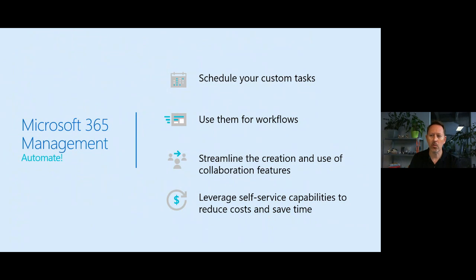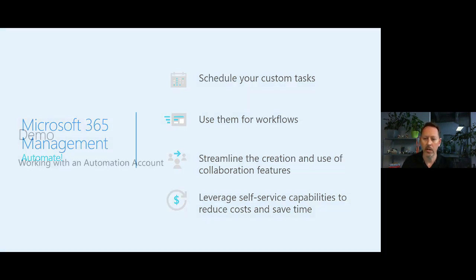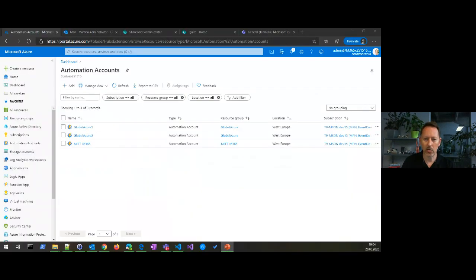It's useful for schedules. So if you say, I have a script that runs every midnight and does something, collects data from my Office 365 tenant, for example, writes that to an Azure storage, creates a Power BI, something like this. You can use it, of course, for workflows. I have a very nice demo for that. And you can use it for other purposes as well. So the idea here is automate as much as possible in your Office 365 environment. With that, let's have a look at how these Azure Automation accounts look like.